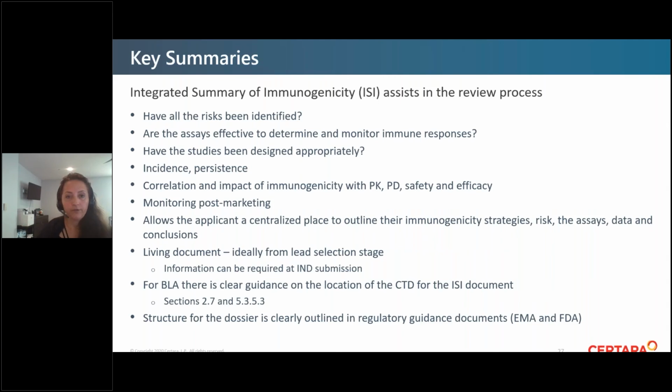So in summary, for the ISI: have all the risks been identified and described? Were the assays appropriate to monitor your immune responses? Were the studies and sampling appropriately designed? What's the incidence and persistence of ADA? How did it correlate to your PK, PD, safety, and efficacy? How do you plan to monitor immunogenicity post-marketing? You want this to be a living document, and it's required.